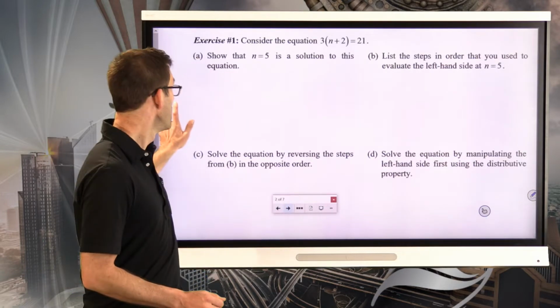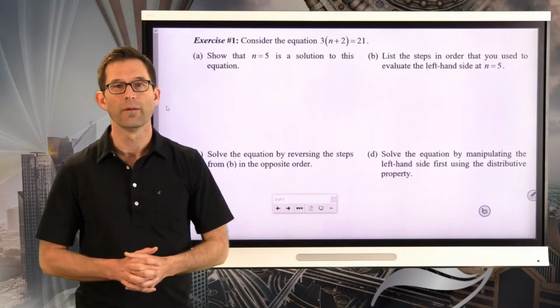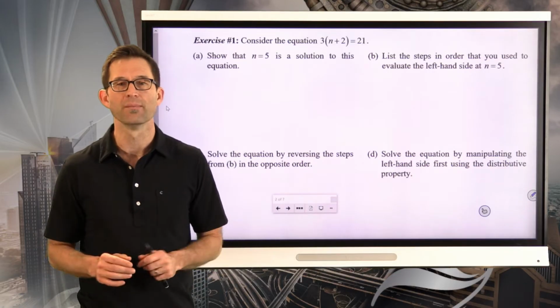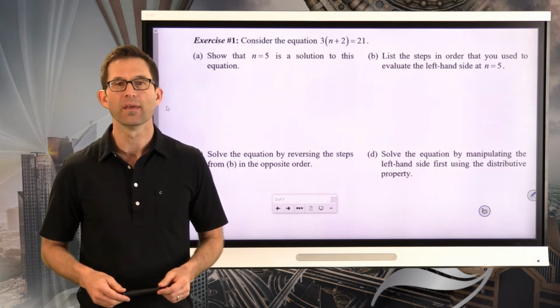All right, exercise number 1. Consider the equation 3 times the quantity n plus 2 equals 21. Letter A asks us to show that n equals 5 is a solution to this equation. Why don't you go ahead and do that quickly in letter A.